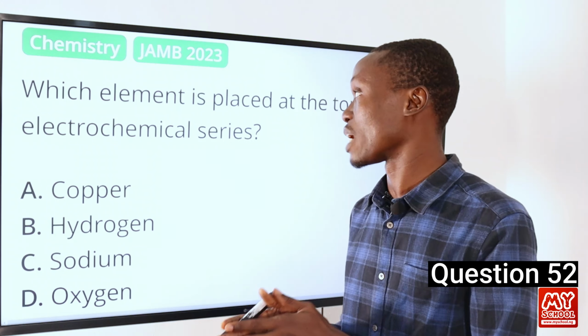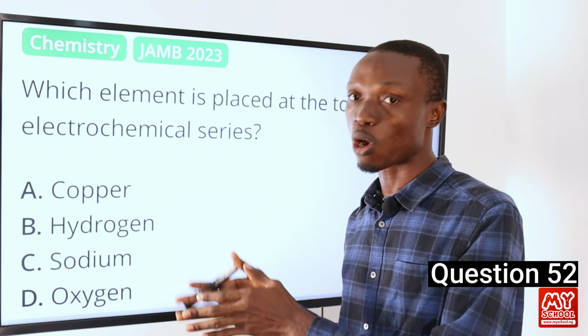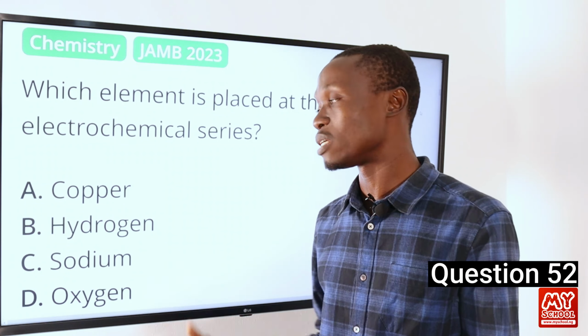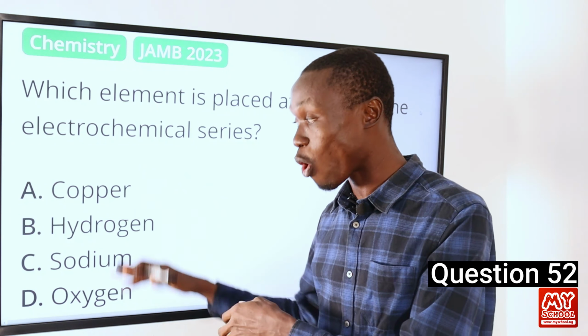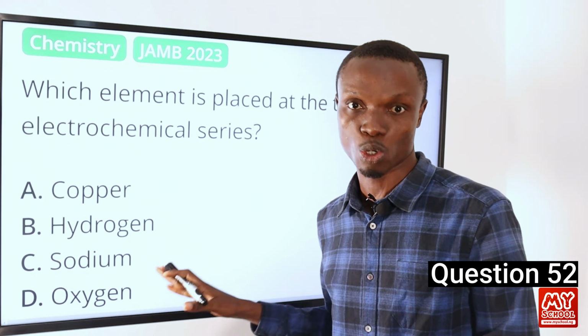Sodium is the element that is placed at the top of the electrochemical series based on the elements that we have here. So sodium is at the top because sodium gives out electrons easily, meaning that sodium is more reactive than all the elements that are here. So the answer to this question is C, sodium.